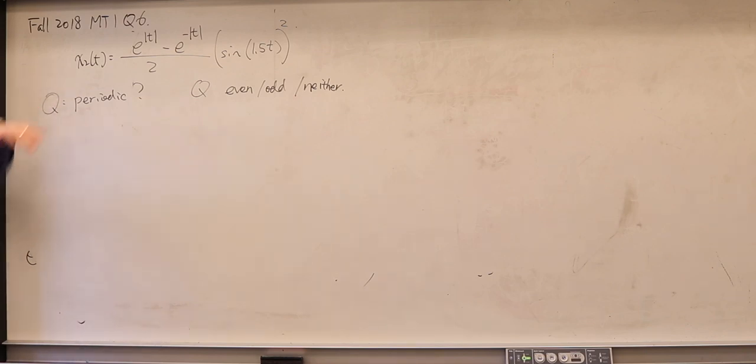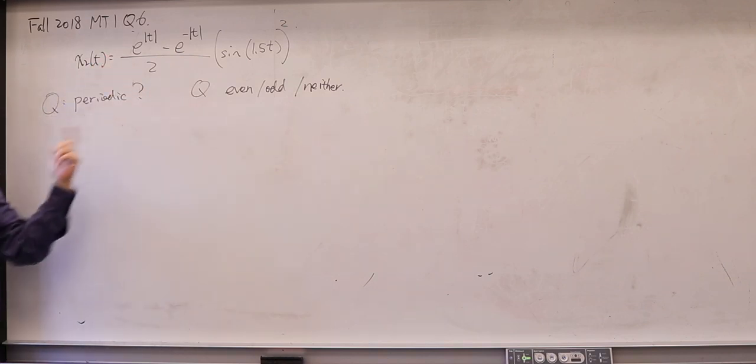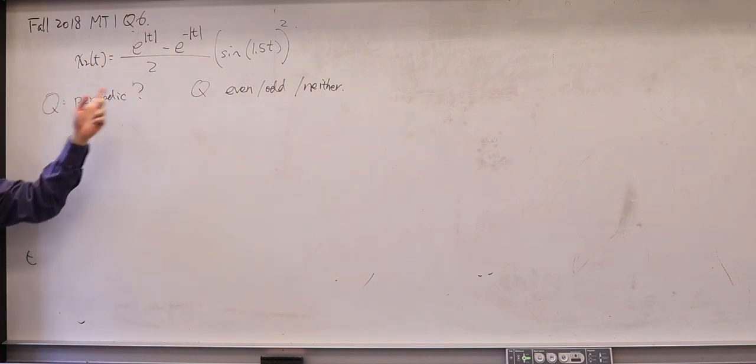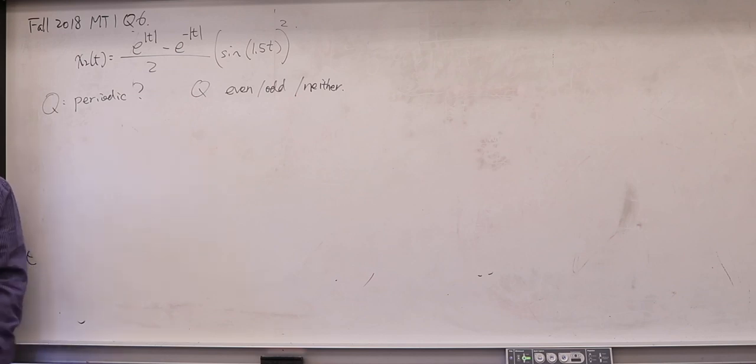So we are now talking about 2018 midterm 1 question 6. Part of the question is studying this function x of t that looks like this. The question is, is it periodic or not? The other is, is it even, odd, or neither? Those are multiple choice questions, so we are expecting students to build up intuition and quickly solve this type of question. So no need to write down detailed proofs.